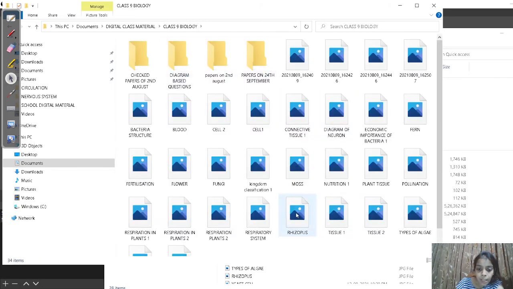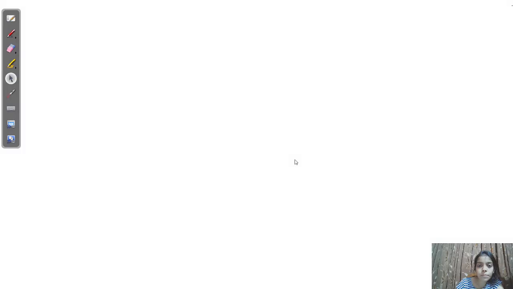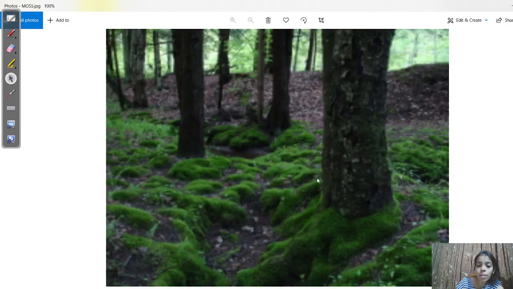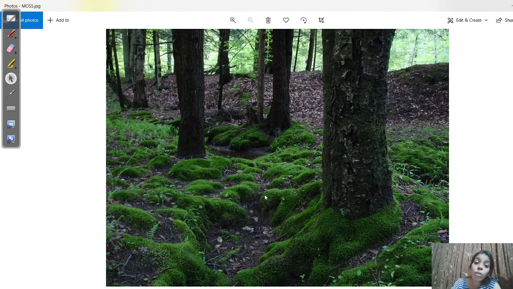Suppose this one. It is taking a little bit of time to open the picture. This one belongs to kingdom Plantae. What is the first impression that you are getting? This is moss. So moss belongs to the plant kingdom.